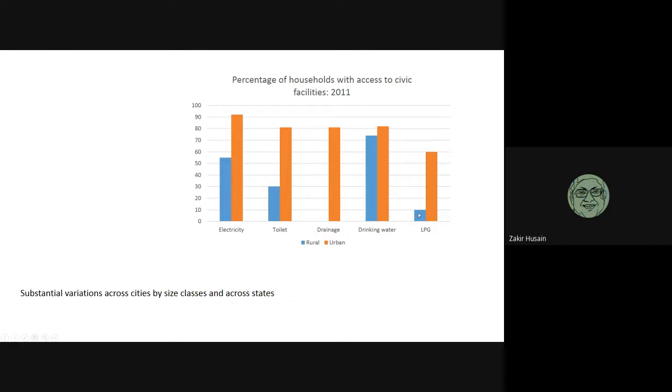But here we can see it's a problem. In urban areas, it's not a problem because, yeah, you're cooking, you're using carbon based fuels, but you're cooking outside.